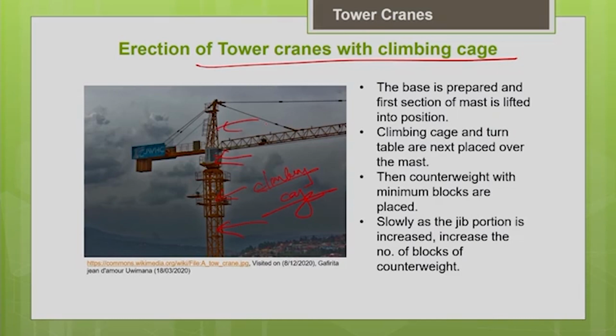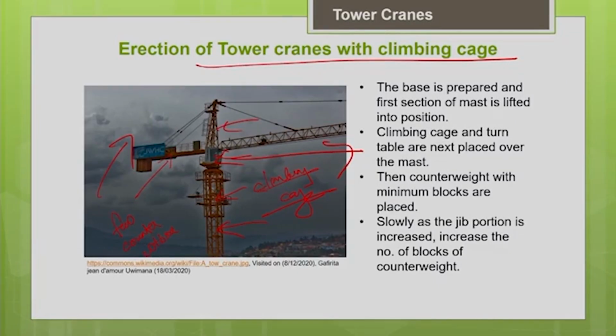Then you put the counter jib with a few counterweight blocks. First you put a few counterweight blocks, then slowly increase the jib portion. As you increase the jib sections, you can increase the number of counterweight blocks. Up to this point you need the support of another mobile crane. After this you can do the erection process yourself with the help of the climbing cage, without another crane. That is the advantage of the climbing cage.